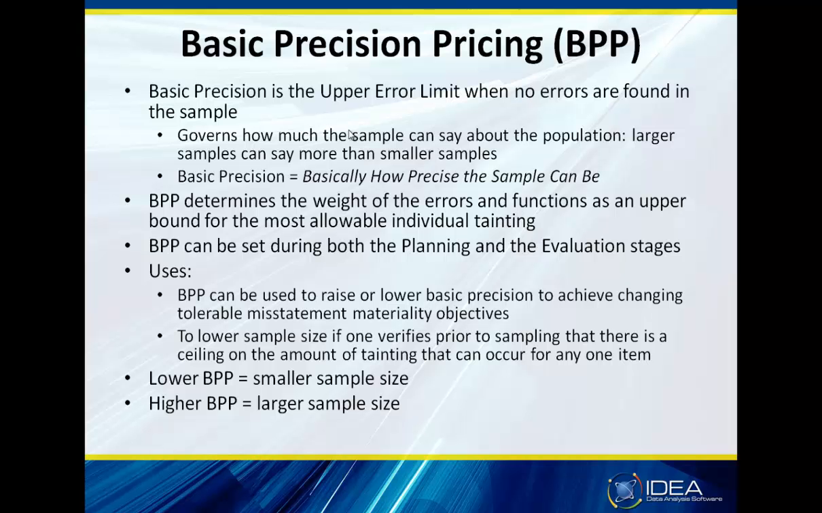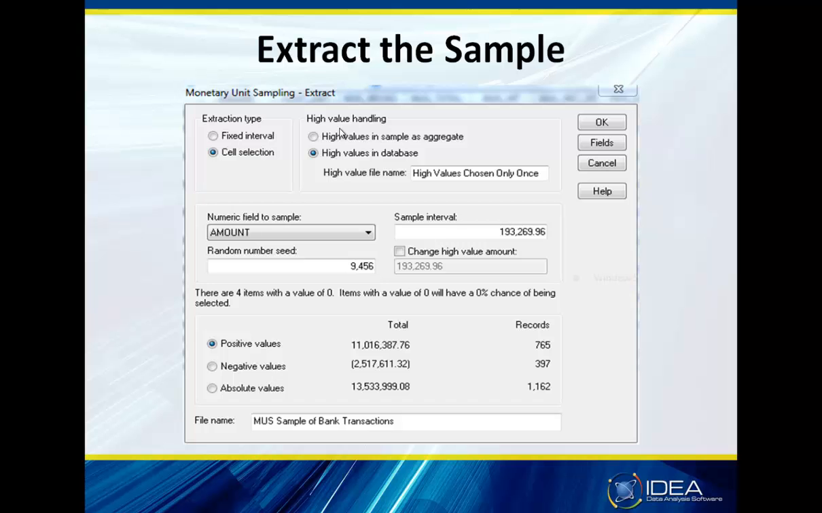When you do the evaluation, you could change the BPP to change the basic precision without affecting your sampling interval or any projection made with it. You could also use BPP in the planning stage to lower the sample size if you can verify prior to sampling that there is a ceiling on the amount of tainting that can occur for any one item. The lower you set BPP, the smaller the sample size. The higher it is, the larger your sample size.